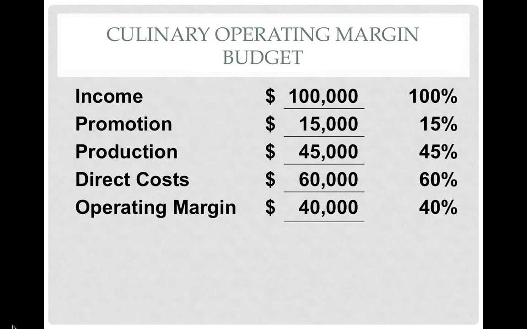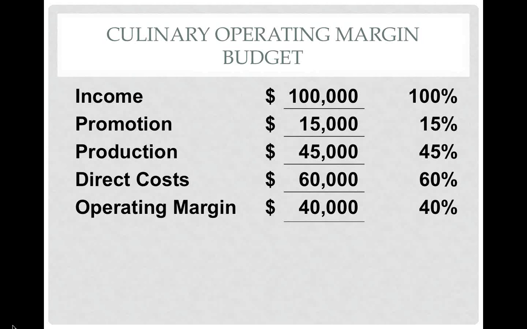And if we add the promotion and production together, we get what are called direct costs. These are the costs directly related to the programming side of the business. So these are my programming costs. This is what it's costing me to run this program. So that's $60,000 or 60%. And then if I take the $60,000 and I subtract it from the $100,000, that gives me my operating margin. So of the 100, I spent $60,000 of it promoting and delivering. I had $40,000 left, or 40%, to support my administrative costs within the organization. Those dollars are going in to support the day-to-day part of our business.